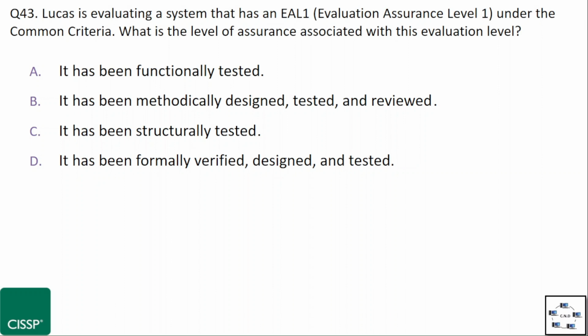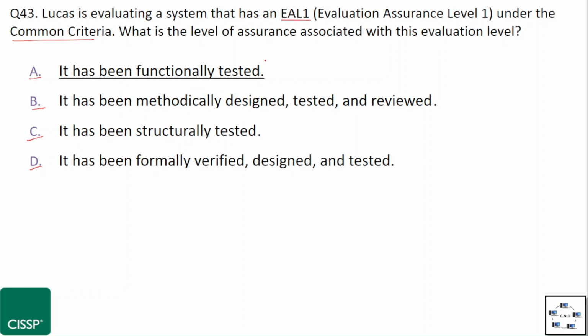Question number 43. Lucas is evaluating a system that has an EAL1, that is Evaluation Assurance Level 1, under the Common Criteria. What is the level of assurance associated with this evaluation level? And the options are: option A, it has been functionally tested; option B, it has been methodically designed, tested, and reviewed; option C, it has been structurally tested; and option D, it has been formally verified, designed, and tested.